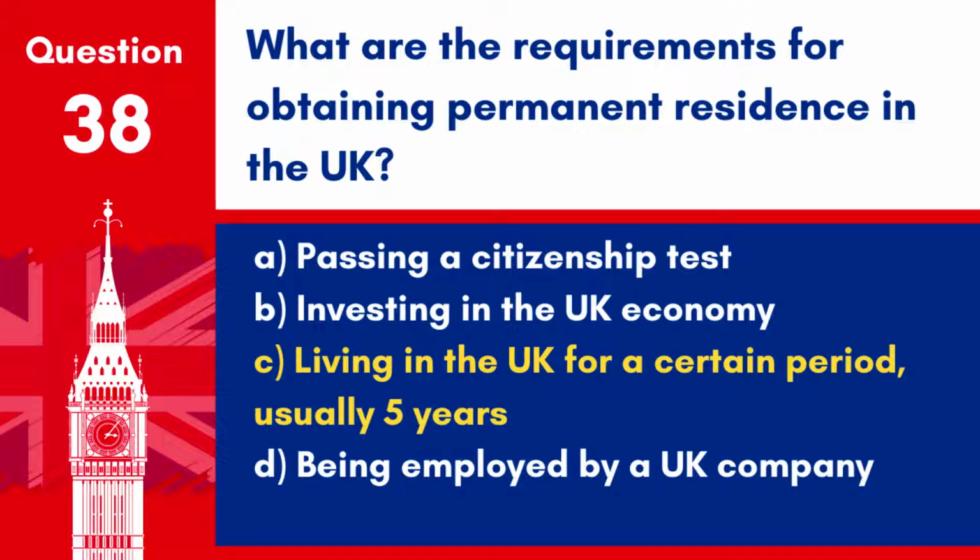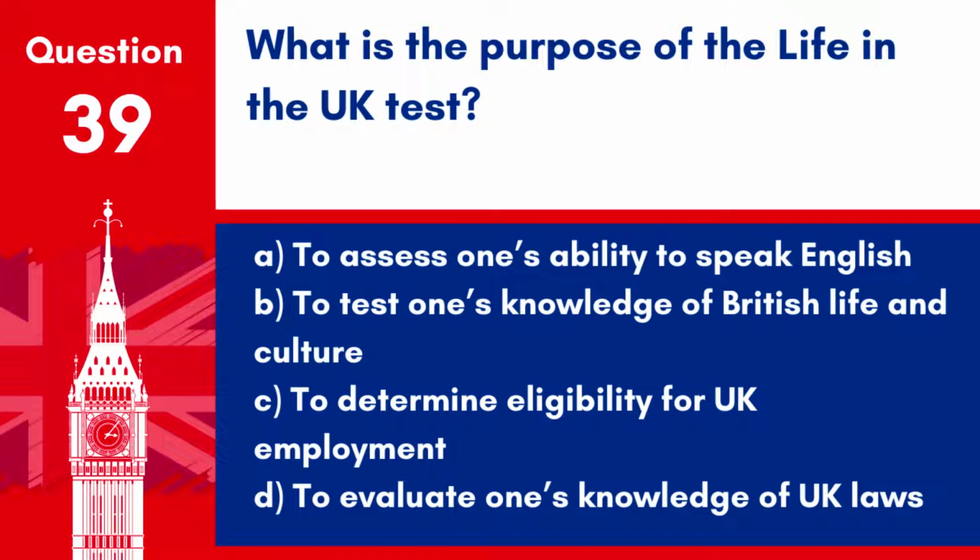Answer: C. Living in the UK for a certain period, usually 5 years. To obtain permanent residence, one typically needs to have lived in the UK for a set period, generally 5 years, among other requirements.